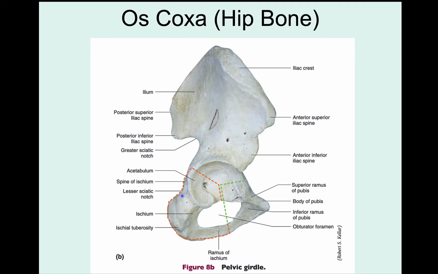If you've ever had a friend sit down on your lap and you're like, wow, you have a bony butt, this is their ischial tuberosity jabbing into your legs. We also have the spine of the ischium and the lesser sciatic notch. Over on our pubis, we see we have the superior ramus of the pubis, the body, and the inferior ramus. And then in here we see the obturator foramen, and there are blood vessels and nerves that will pass through this.